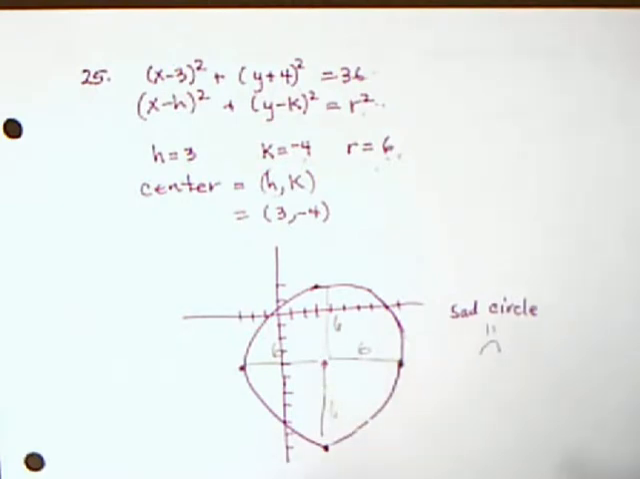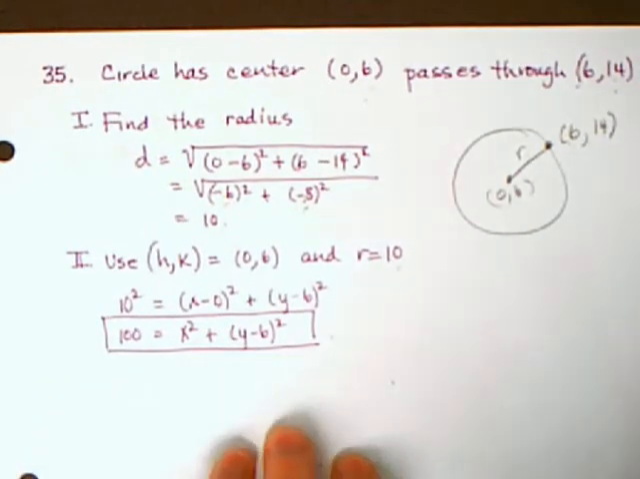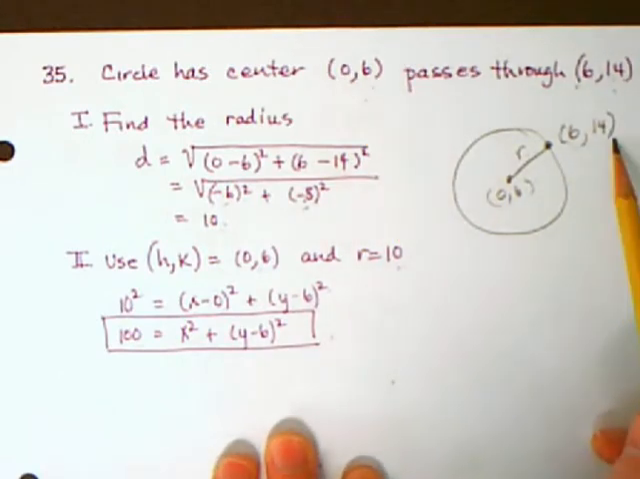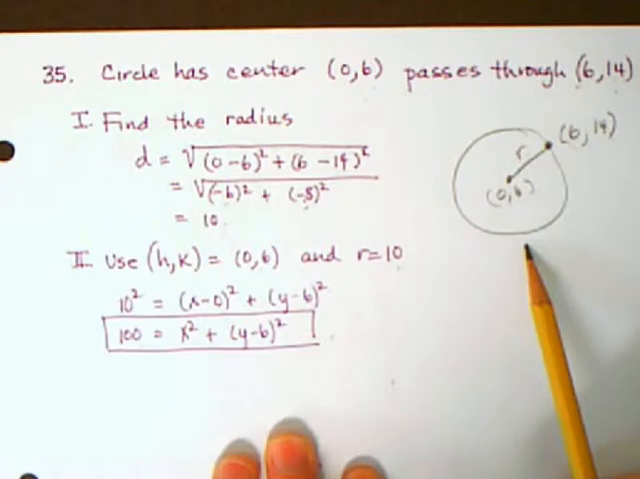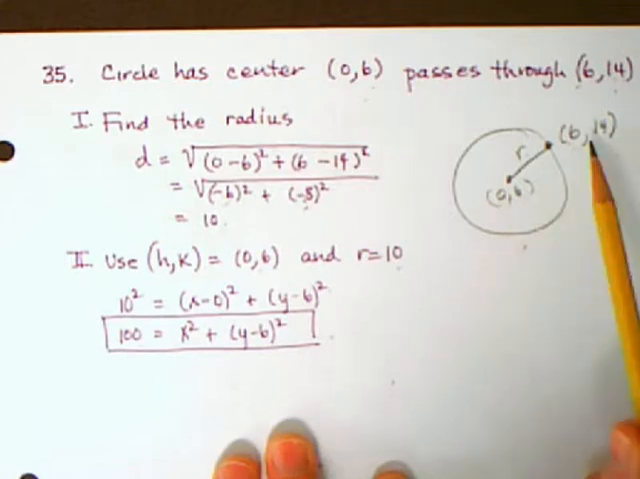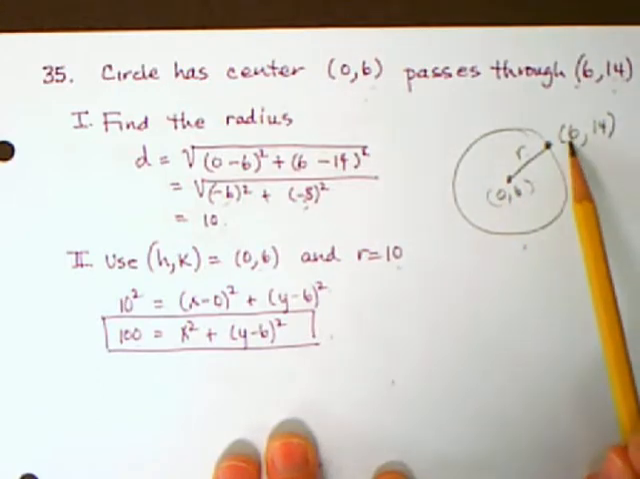Okay, so that's 25. 35 is a problem where you're given the center of a circle and it passes through the point 6, 14. Now, I know that this drawing isn't perfect. It's not even on a coordinate system, but we can all appreciate here's the center, 0, 6, and here is the point 6, 14. So let's just agree that that's what that is.